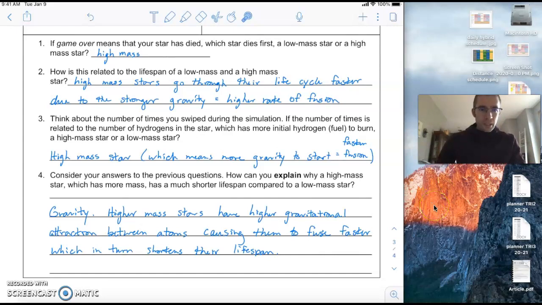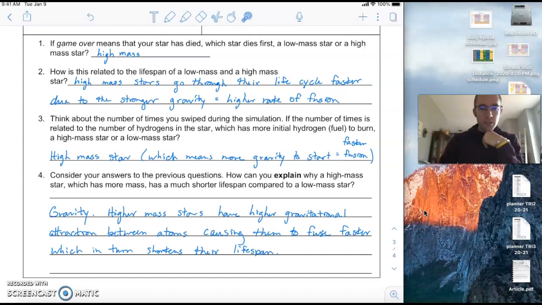Okay. Question number 2. I think we kind of walked through that. How is this related to the lifespan of low mass, high mass stars? Okay. Question number 3. Think about the number of times you swipe during the simulation, as the number of times is related to the number of hydrogens in the star, which has more initial fuel to burn. Okay. And like we've talked about over and over, high mass stars have more fuel because they started out with more things, okay, and since they had more things, they have more gravity, the higher rate of fusion, okay, but just because they have more fuel doesn't mean that they're going to last longer because of how that gravitational attraction works, okay. And then the last one I think I've kind of discussed.